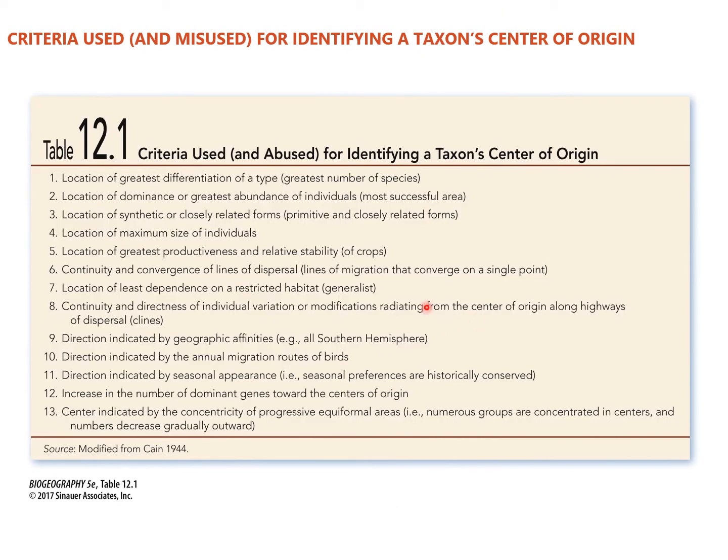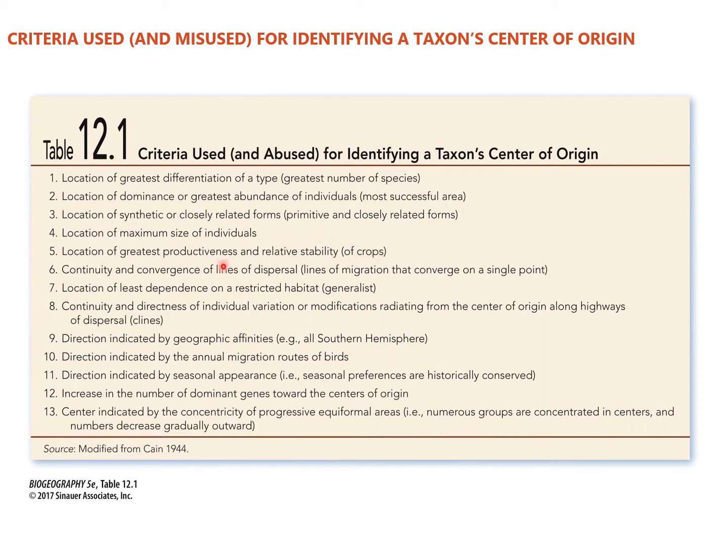Here we're looking at some criteria that have frequently been used historically to identify a taxon's center of origin. Researchers used a lot of different ways to identify it. You could use the location of the greatest differentiation of type, so basically the greatest number of species: where's the most biodiversity? You could look at where there's the most abundance, where the most individuals are. You could look at how closely related things are spatially, the size of the individuals, or the primary productivity.